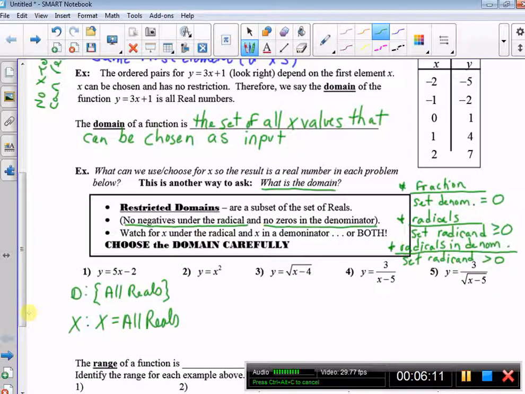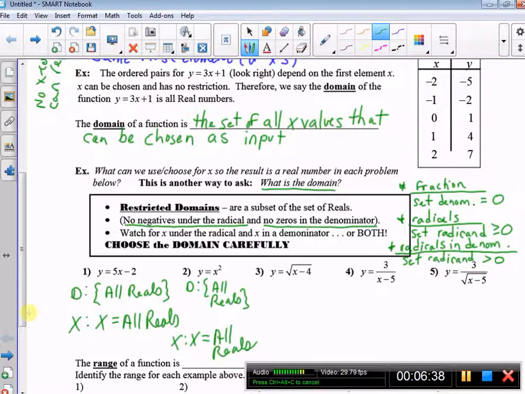All right, now parabola, y equals x squared, number 2. It's not a fraction. There's no radical. So I don't have a restricted domain. I can substitute any number I want in for x. So again, the domain is all reals. X such that x equals all reals.